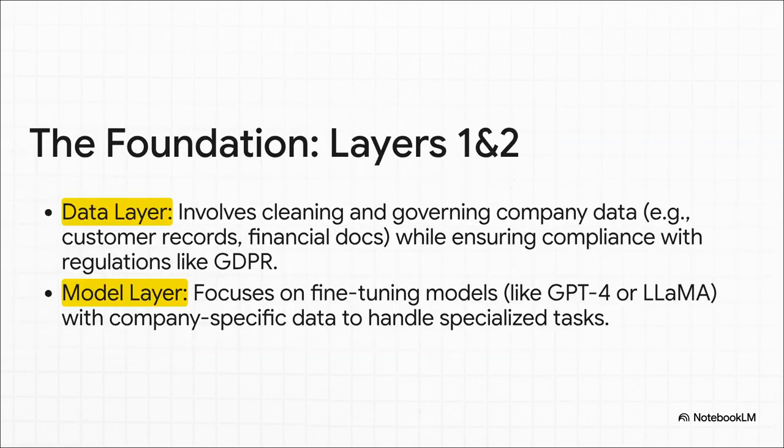Now, these first 2 layers, they are the absolute foundation. Everything rests on them. In the data layer, it's all about getting your own information, your customer records, your financial docs, all cleaned up, organized, and compliant. Then, in the model layer, you use that pristine data to fine-tune a big, powerful base model, teaching it the unique language and nuances of your business. This is what turns a generalist AI into a true specialist.